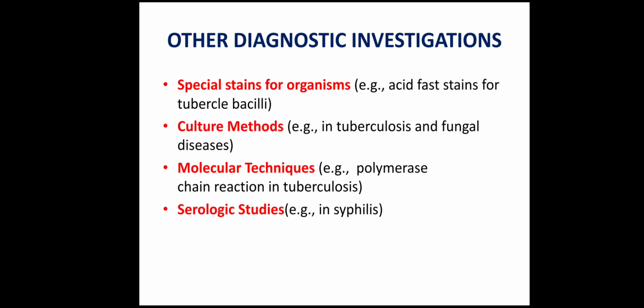Now, to differentiate these granulomas, besides the morphological features, we also do the diagnostic investigation, because we need to know the cause of that granuloma to treat the patient. So we can do special stains like acid-fast stains for tubercle bacilli, for lepra bacilli. Then culture can be done for tuberculosis, for fungal diseases, and polymerase chain reactions can be done to identify those microorganisms like in tuberculosis, and serological studies can be done, for example, in syphilis.